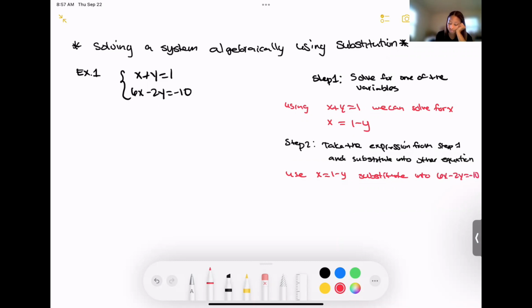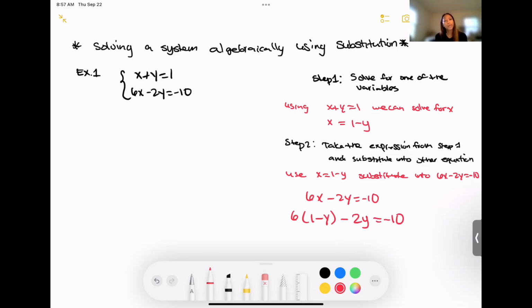All right, let's do that. That means we're going to replace the x here with 1 minus y. So where the x was, we're substituting in a 1 minus y. So we get 6 times (1 minus y) minus 2y equals negative 10.